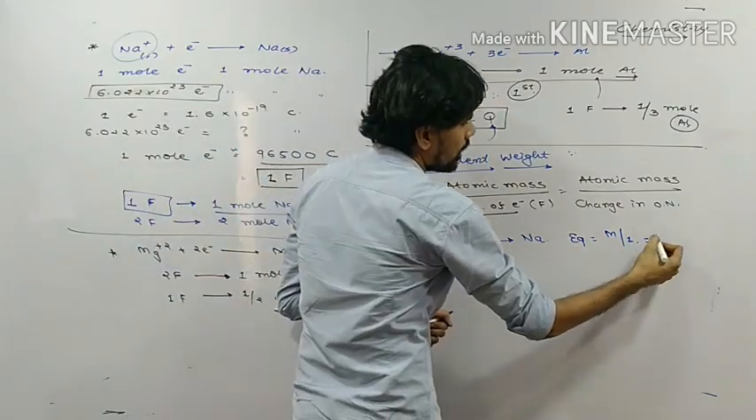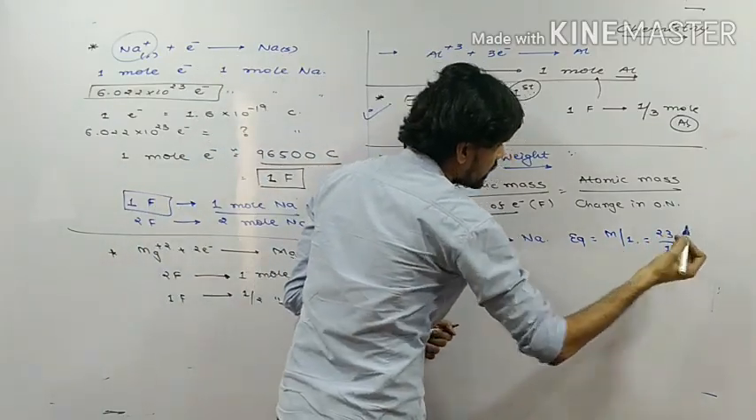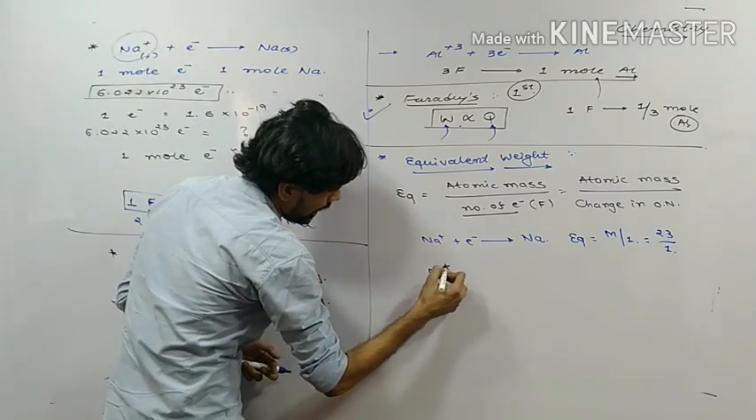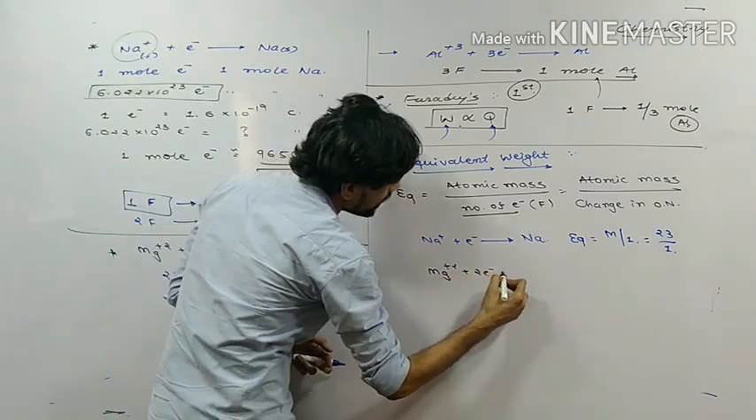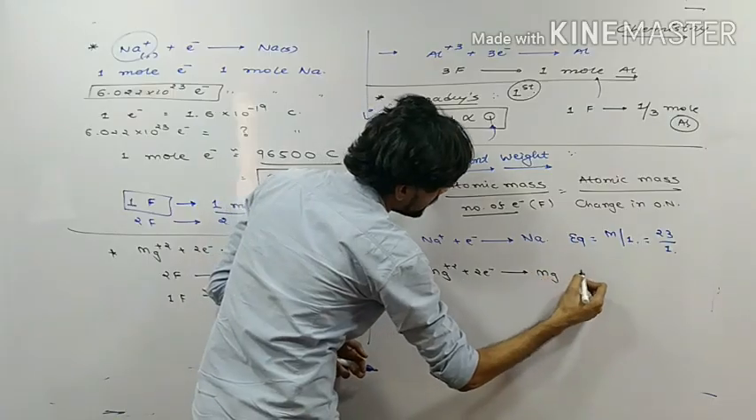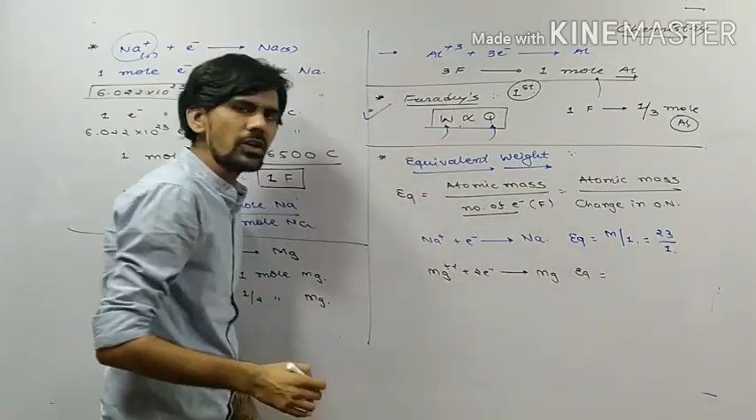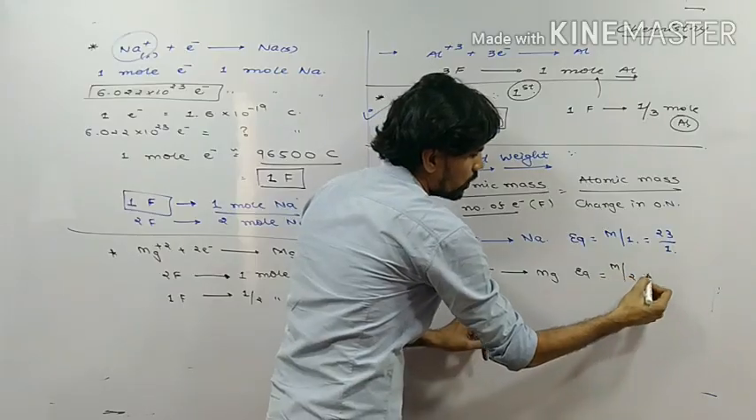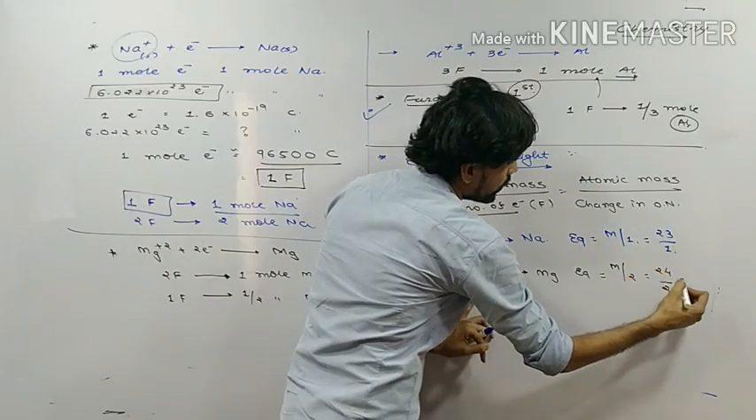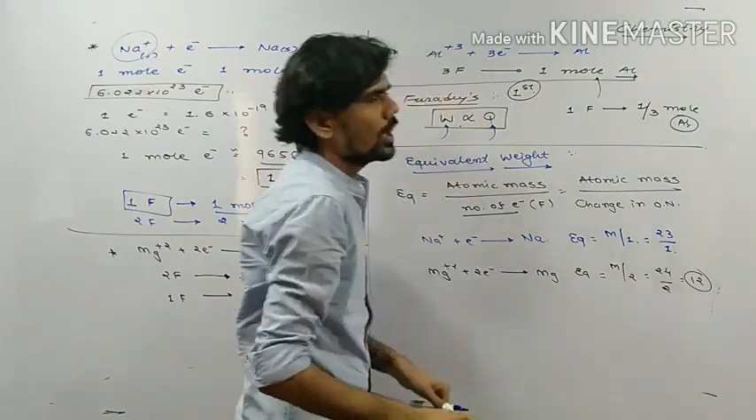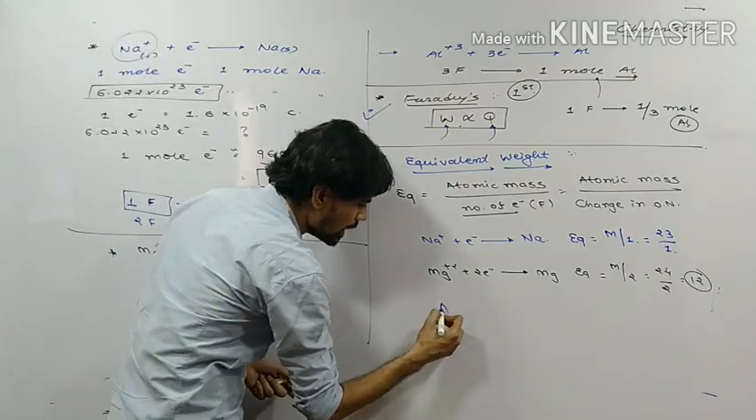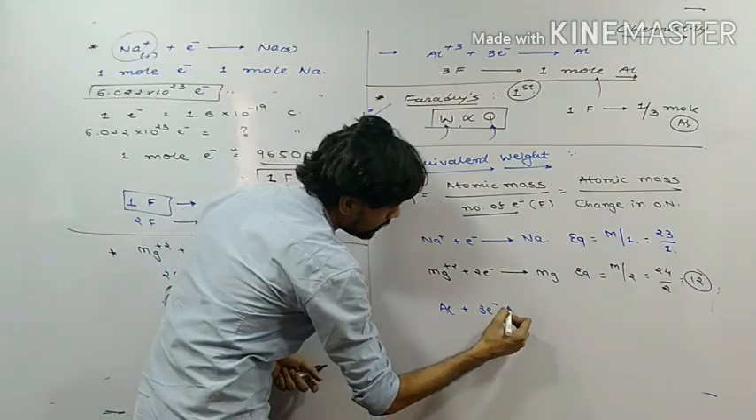सोडियम का एटॉमिक मास क्या है, 23 by 1, its equivalent weight. But if we apply Mg2+ plus 2 electrons gives Mg, then equivalent weight should be M by 2, यानी कि 24 by 2 is equal to 12. 12 is the equivalent weight of what? Magnesium. As an example, aluminium plus 3 electrons.